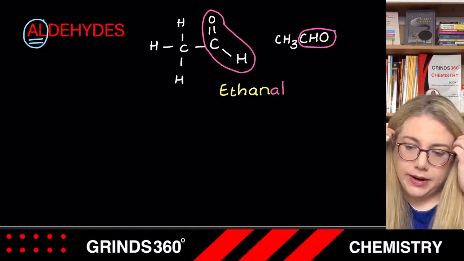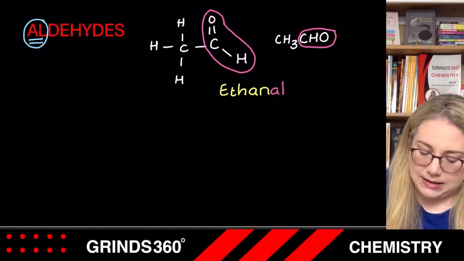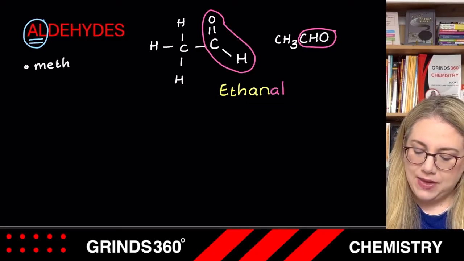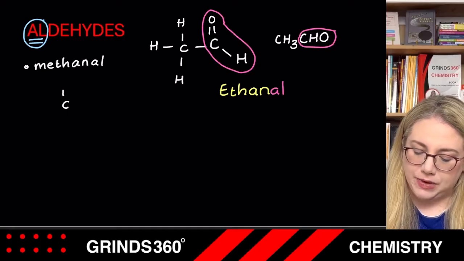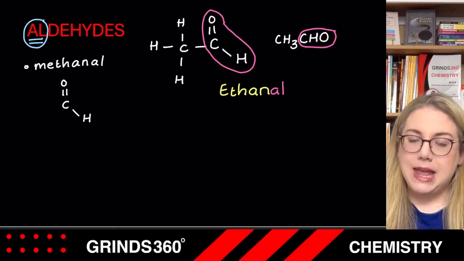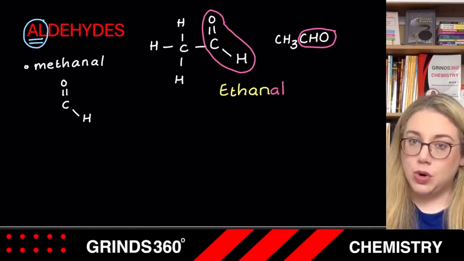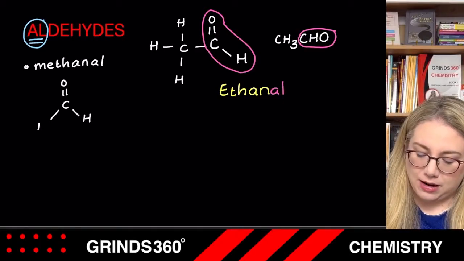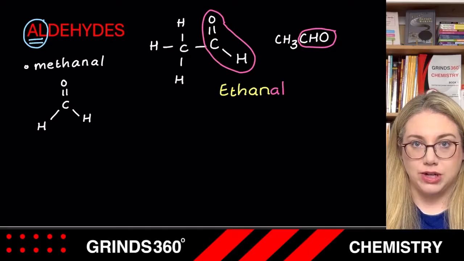Okay, so other interesting things about aldehydes. So, methanal. Methanal is an aldehyde that has one carbon atom. So you have your C double bond O, and we draw in the aldehyde. Now, because it's methane, there's no other carbons. So the other thing that that carbon is attached to is a hydrogen.